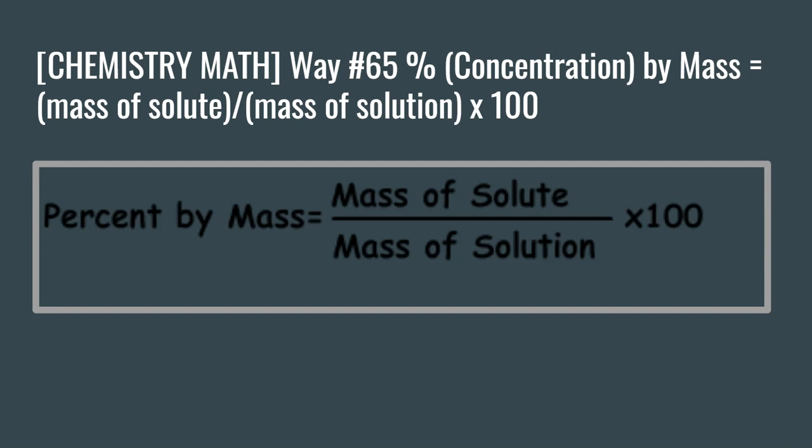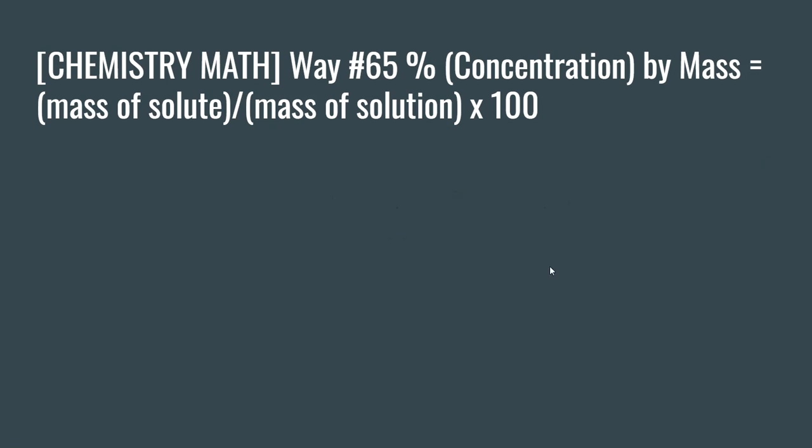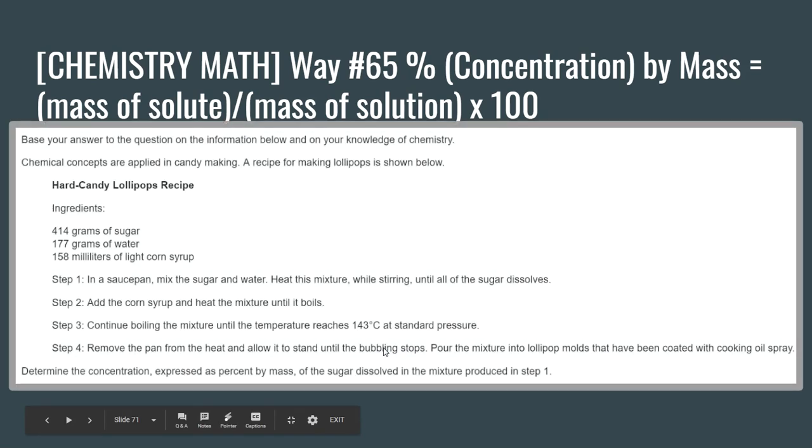Let's try some problems that deal with this idea. Chemical concepts are applied in candy making. A recipe for making lollipops is shown below. Here you have ingredients: 414 grams of sugar, 177 grams of water, 158 milliliters of light corn syrup. Step 1. In a saucepan, mix the sugar and water. Heat this mixture while stirring until all the sugar dissolves. Step 2. Add the corn syrup and heat the mixture until it boils.